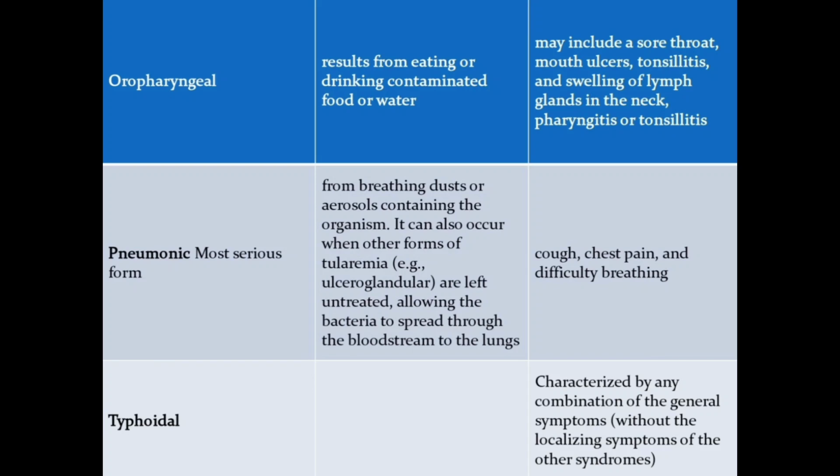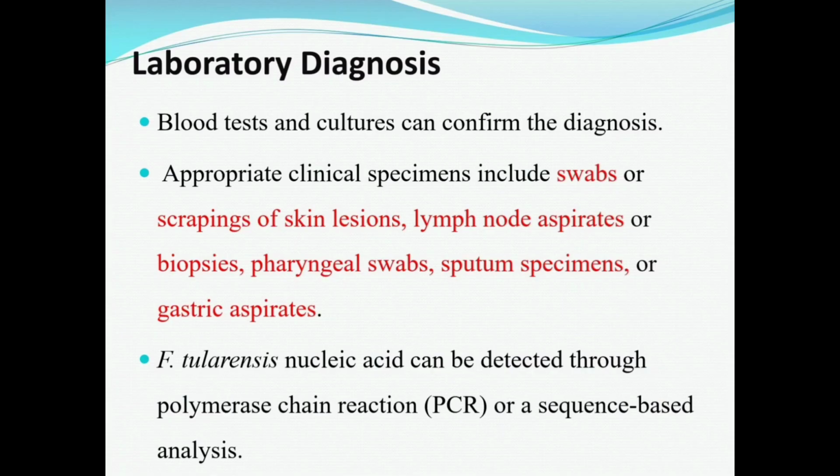The next form of disease is typhoidal. It also comes from eating or drinking contaminated food and water. The signs and symptoms of typhoidal disease are characterized by any combination of the general symptoms without the localizing symptoms of the other syndromes. Next, we will discuss the laboratory diagnosis of Francisella tularensis.